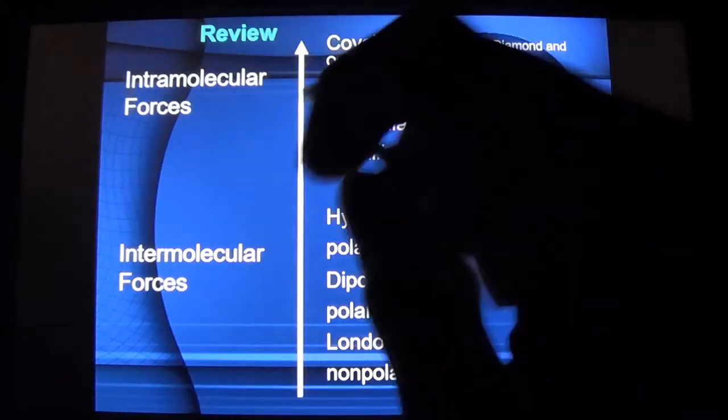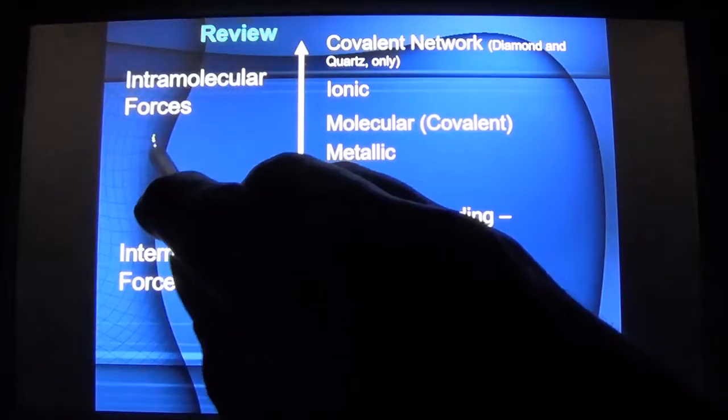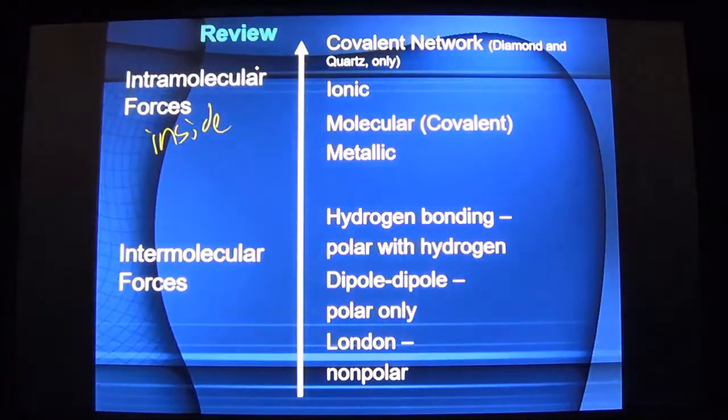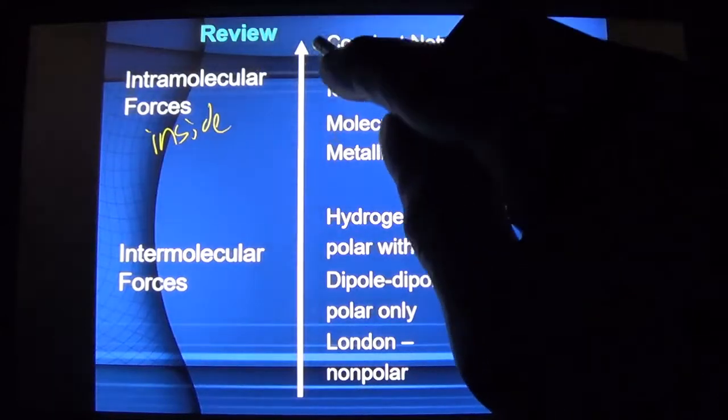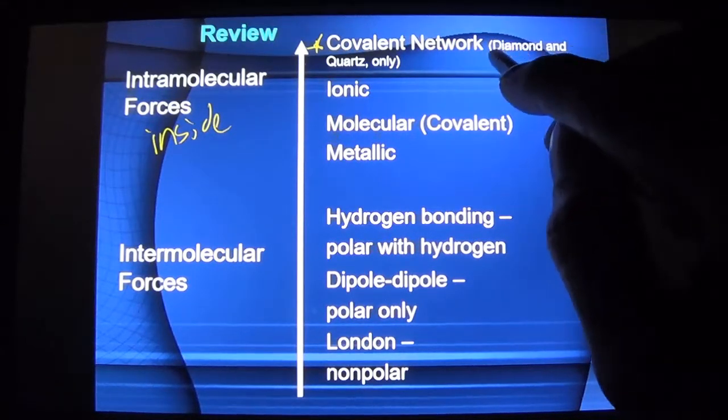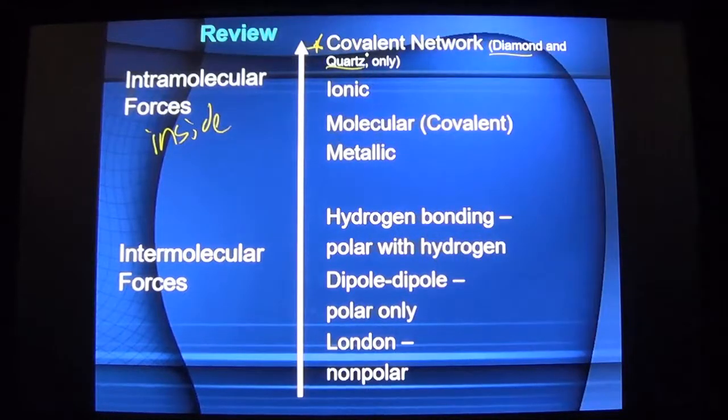When it comes to our intramolecular forces, the ones inside, because intra means inside, the strongest of all the types of bonding is actually one we have not talked about in these notes. That is the covalent network. Why have we not talked about them? Because there's like two places where they exist. They exist in diamond and they exist in quartz. And that's why diamond and quartz are like the hardest substances known to man, because they are the, and women too, I'm sure.